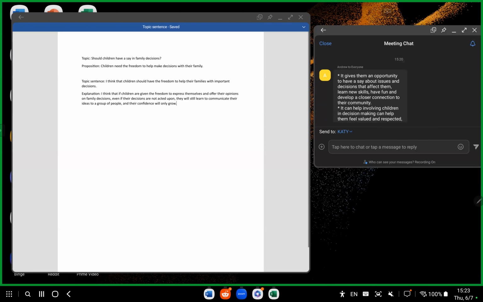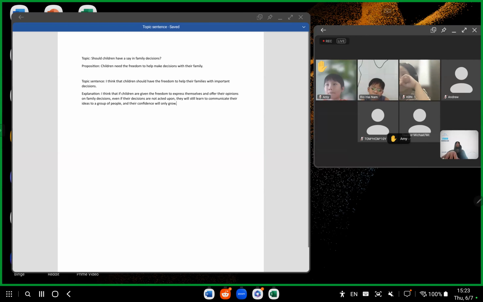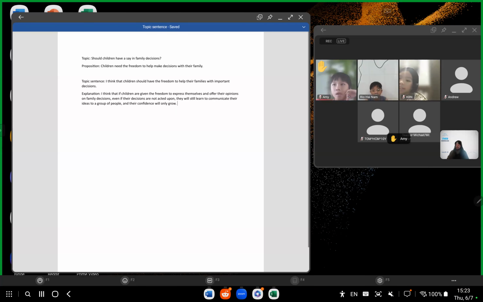So by putting this as my first explanation sentence, I'm already setting up my good argument here, an argument for allowing children to help with family decisions. Now, I'm going to expand on that a little bit further, and I'm going to now give the reason why it's best for the children to help with family decisions. So this is where we start to get a little bit more specific. Does that make sense to everybody?